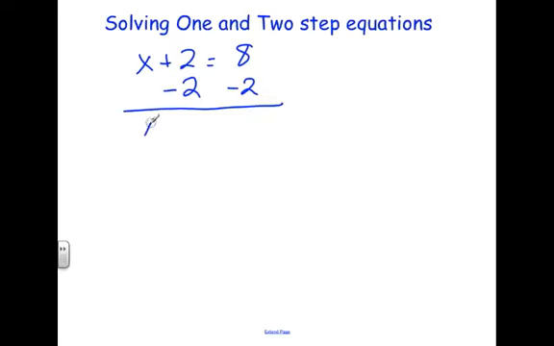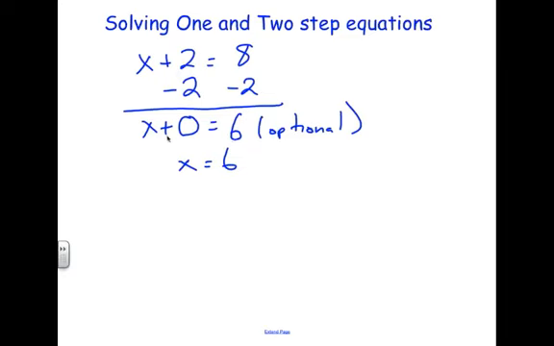So the x comes down. When you do 2 minus 2, you're left with a 0. And then you have 8 minus 2, and that is 6. Now, this is not good lazy algebra because plus 0 is not necessary. X plus 0 is always going to be whatever x is, so we can write it out as x equals 6. This step is optional.